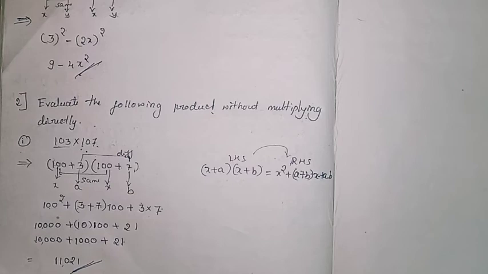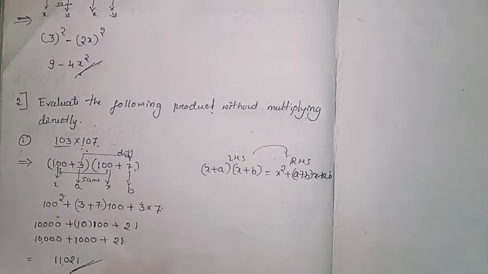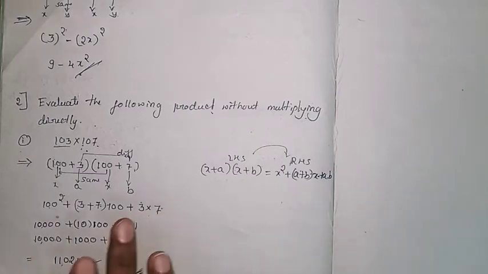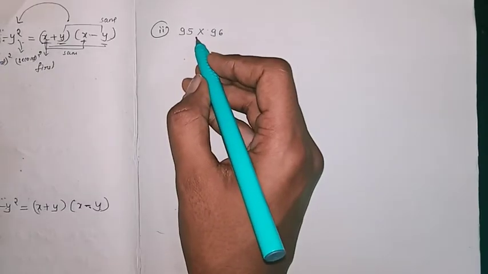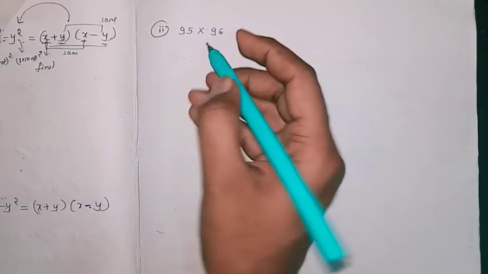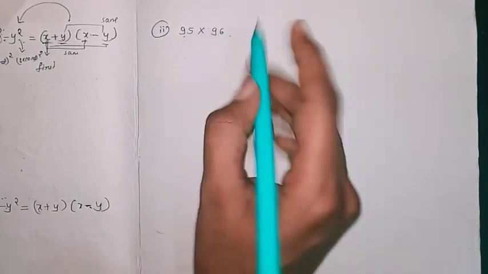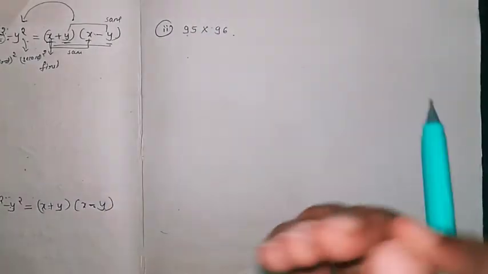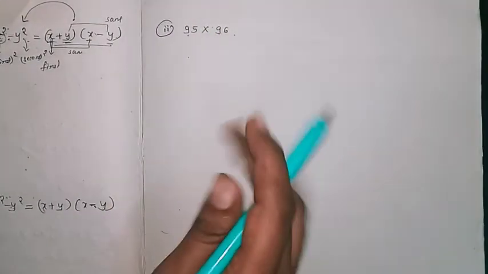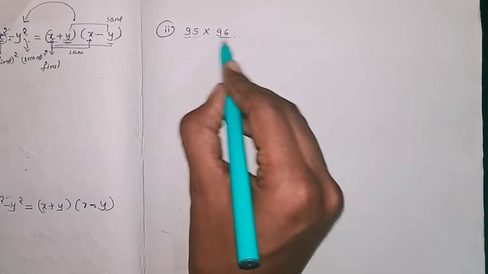So whenever multiple terms like this are given, you have to adjust them to an identity, then use the identity to solve. Let's move to the second problem, that is 95 into 96. You know that the terms are being multiplied here, so you have to get the identities. Because we don't have such an identity, you have to adjust the terms to get one.